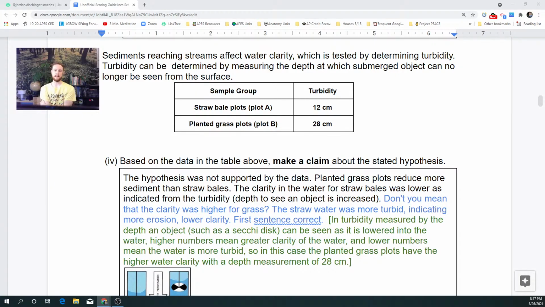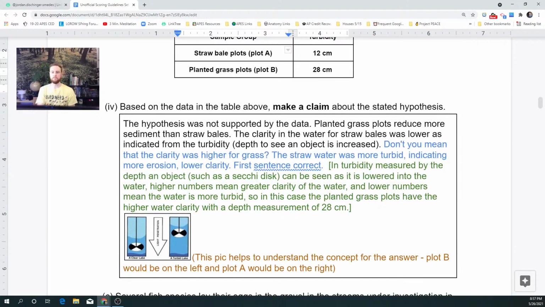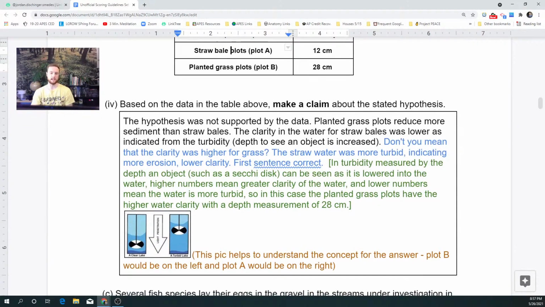So based on the data in this table above here, make a claim about the stated hypothesis. So it was not supported by the data because the straw bale actually had higher turbidity. You could not see deep enough down into the water. And so that means it had higher turbidity. And turbidity is how well you can see something. So look at a clear lake. You can see that Secchi disk, it's called. You can see that object really deep down underneath the water. In a turbid lake, a really cloudy one, you already can't see that disk just a little bit below the surface there. So there you go.